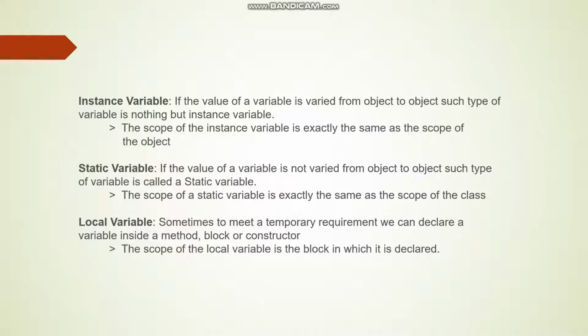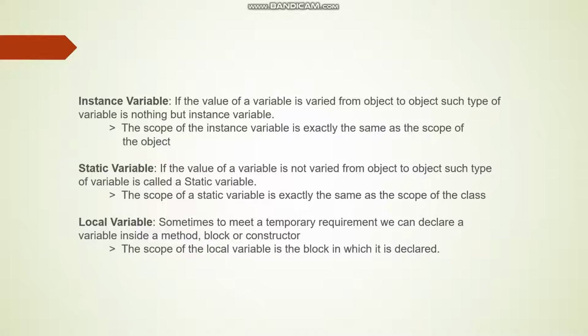Okay, now comes the next one, static variable. If the value of a variable does not vary from object to object, such type of variable is called a static variable. That is, only one copy of the variable is created at the class level and shared by every object of that class.